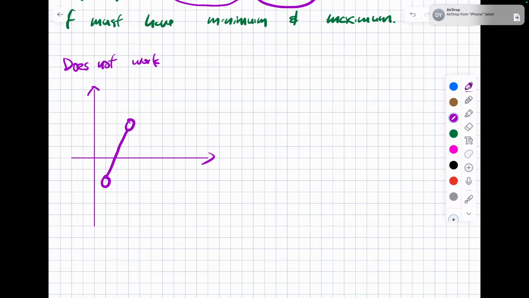The second example that does not work is like this. What if you have two points, and I have this point and this point? Even though it's not continuous, the problem is that the minimum value is not defined because there is an open circle. Now an asymptote is worse. With asymptotes, you don't even know there's a minimum value because it's going to negative infinity or positive infinity. So a hole would be a perfect example of why it doesn't work.